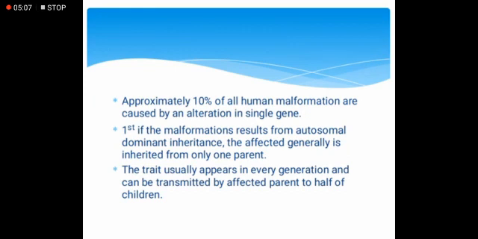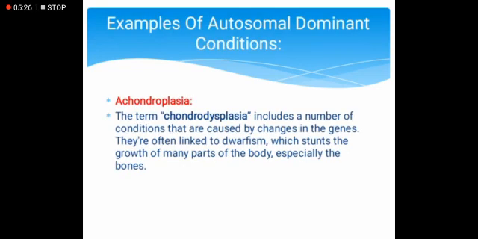Approximately 10% of all human malformations are caused by an alteration in a single gene. First, if the malformation results from autosomal dominant inheritance, the affected gene is generally inherited from only one parent. The trait usually appears in every generation and can be transmitted by an affected parent to half of the children. Examples of autosomal dominant conditions.